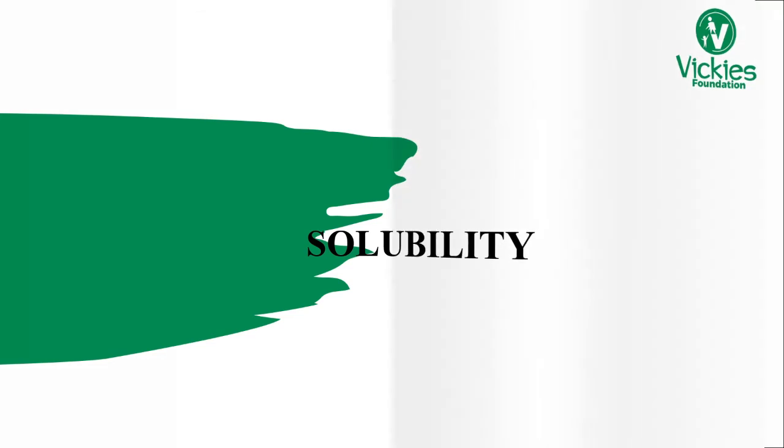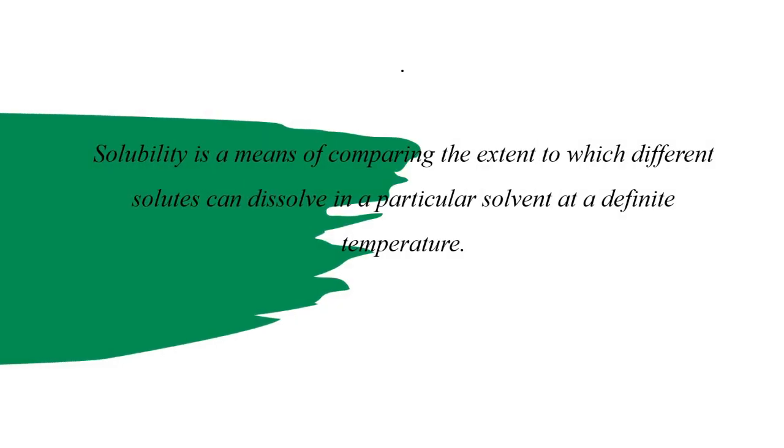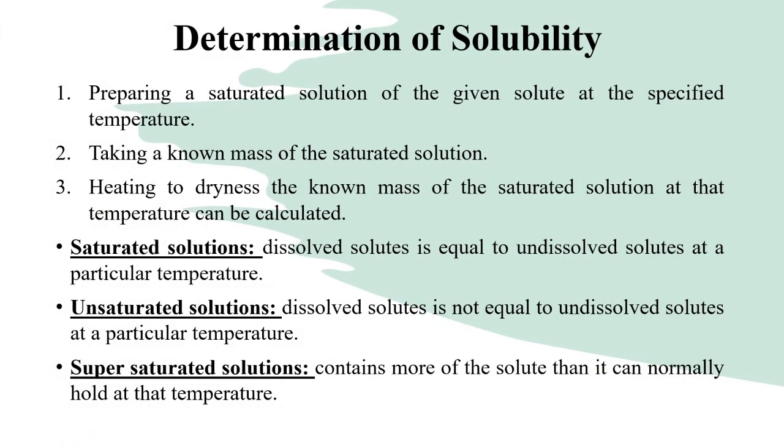Solubility. Solubility is a means of comparing the extent to which different solutes can dissolve in a particular solvent at a definite what? Temperature. Although most substances are soluble in water, some are more soluble than others. That is, their solubility differs. Solubility of A at 100 degrees centigrade will be different from solubility of B at 150 degrees centigrade.